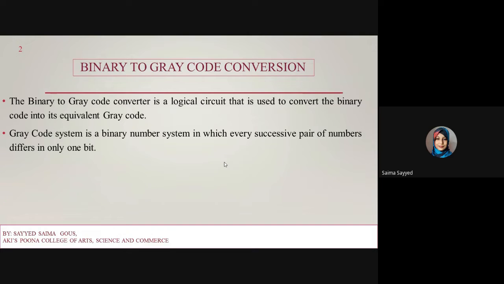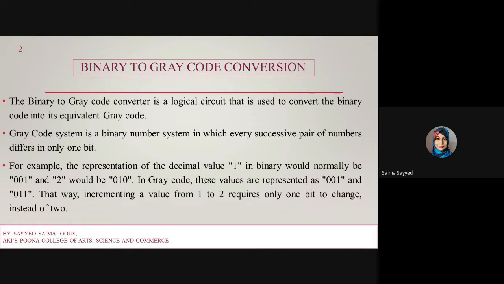Gray code is a binary number system only, in which every successive pair of numbers differs in only one bit. Binary numbers means ones and zeros. So here gray code is also a binary number system, but a successive pair of numbers differs in only one bit. For example, we will see one example.